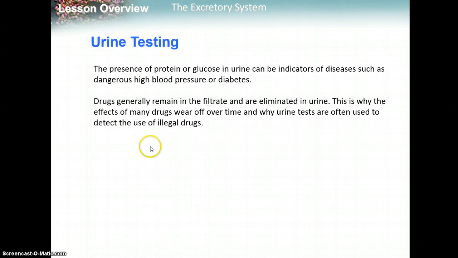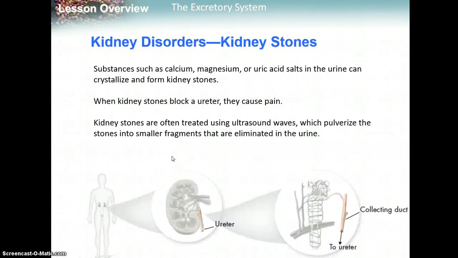Drugs generally remain in the filtrate and are eliminated in urine. This is why the effects of many drugs wear off over time, and why urine tests are often used to detect the use of illegal drugs.